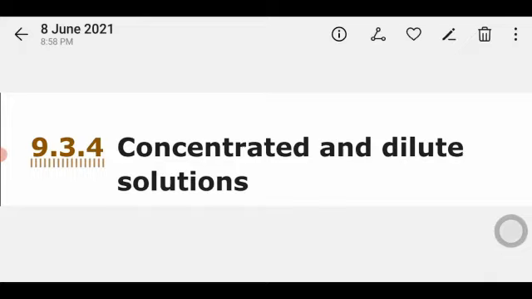Let's see the fourth type of solution. The fourth type of solution is concentrated solution and dilute solution. It is another kind of classification of unsaturated solution. It expresses the relative concentration of two solutions with respect to the solid present in a given amount of solvent.